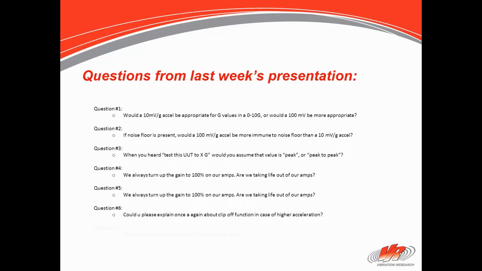Question 6, could you please explain once again about clip-off function in case of higher acceleration? I think what this question is about is random, and when you test with random, you can set the sigma clipping, and some tests even specify, they say set it to 3. When you do that, you are going to clip the drive when it hits 3 times the RMS of the drive. Well, that only matches and correlates to acceleration when it's a perfectly flat system, and there's never ever a perfectly flat system. So you're clipping to kind of protect the amplifier, to make sure you don't get too high of a signal into the amplifier.